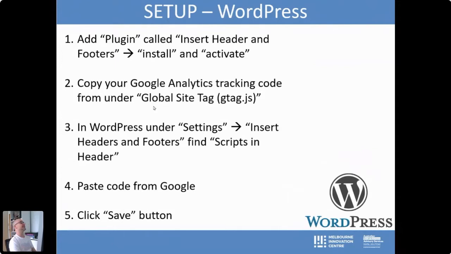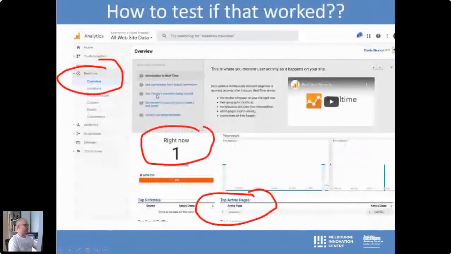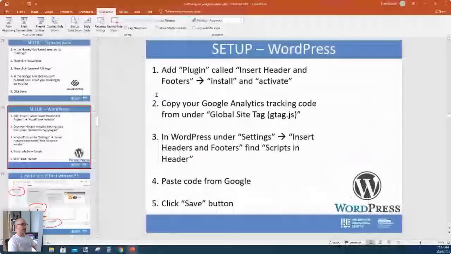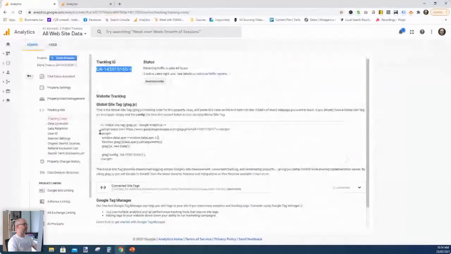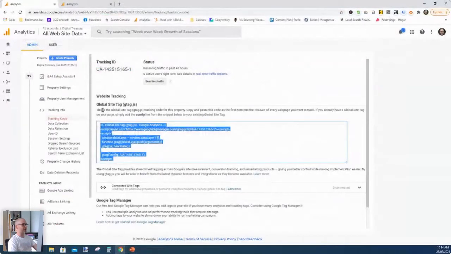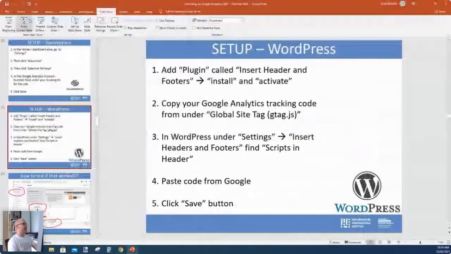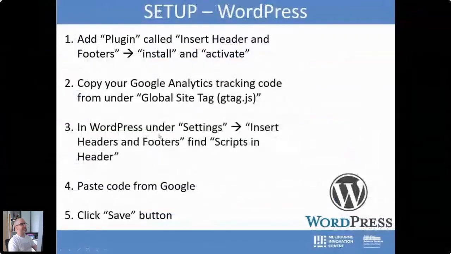Oh, sorry, no, that's in Google Analytics. So instead of using the tracking ID for this one, what it wants you to do is grab the global site tag and copy that to a clipboard. Then in settings within your WordPress dashboard, find Insert Headers and Footers, which is the plugin we just installed. Find the scripts in header area and paste that code, and then click save.